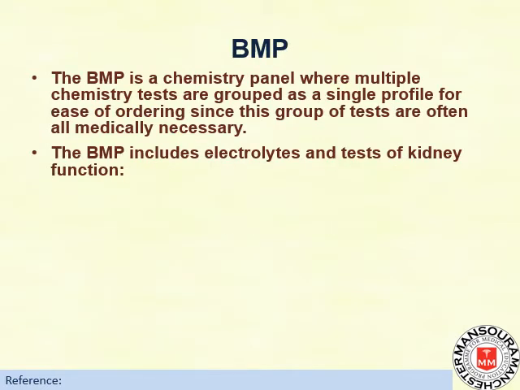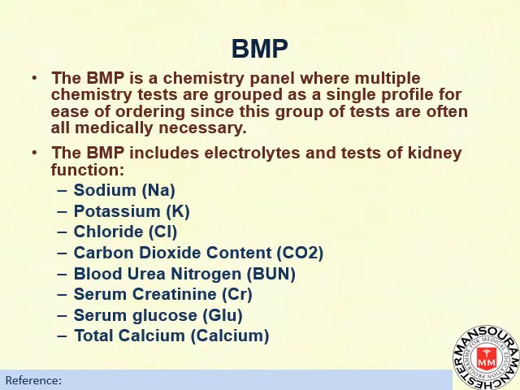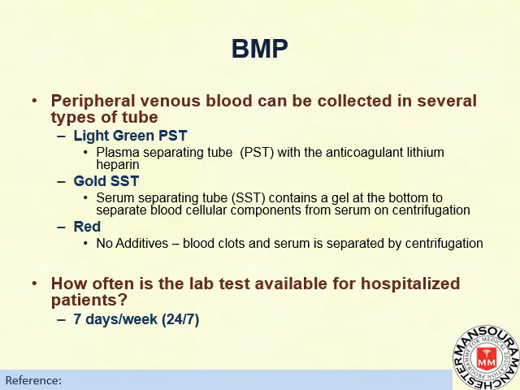Basal metabolic testing is a chemical panel where multiple chemistry tests are grouped as a single profile for ease of ordering, since this group of tests is often medically necessary. The basal metabolic tests include electrolytes and tests for kidney function. They include sodium, potassium, chloride, CO2, blood urea nitrogen, creatinine, glucose, and total calcium levels.